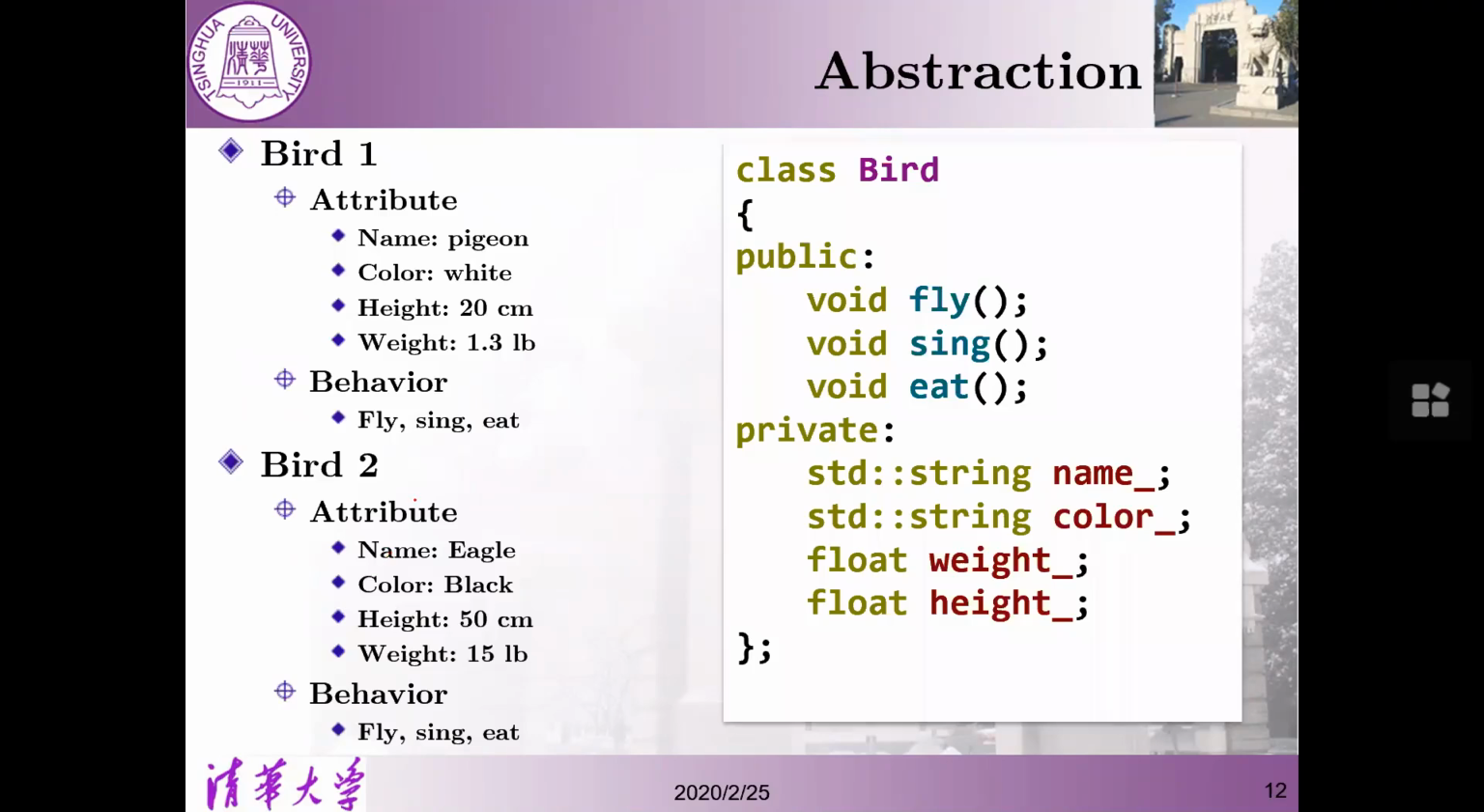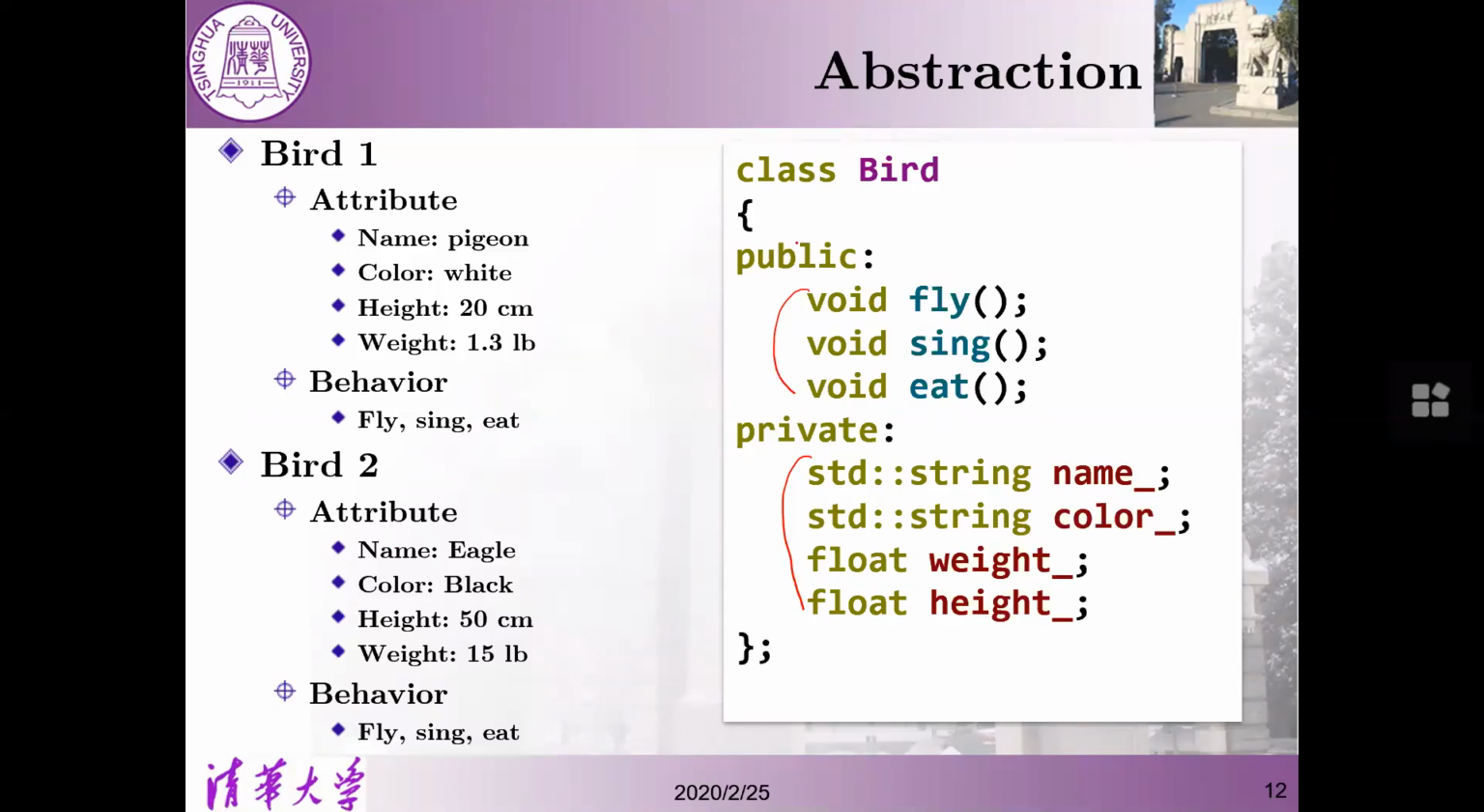So here is an example of how we define a class, Bird. We can see this class has some member functions, which we will learn later, and member variables. These are attributes, and these are behaviors. These are the variables, and these are the functions, okay?